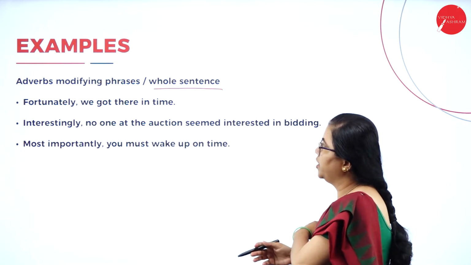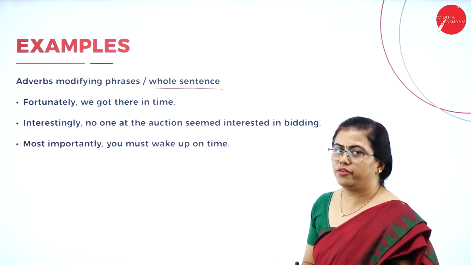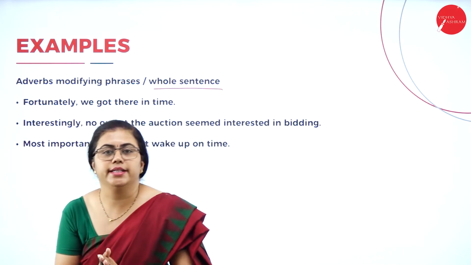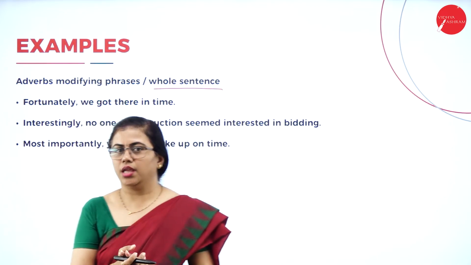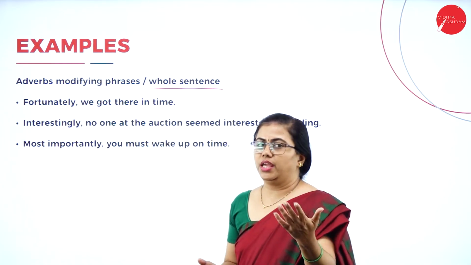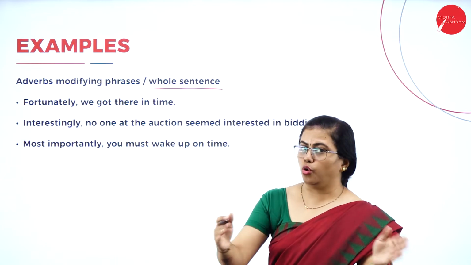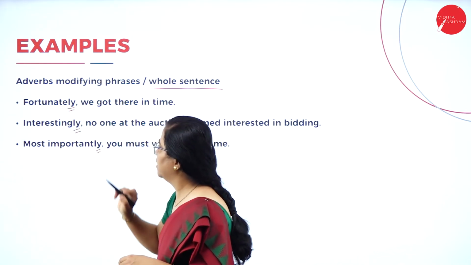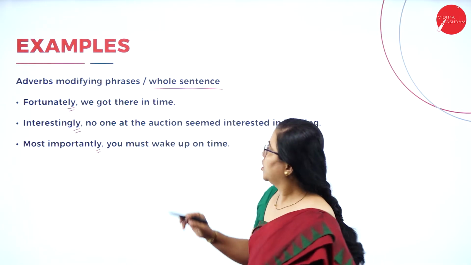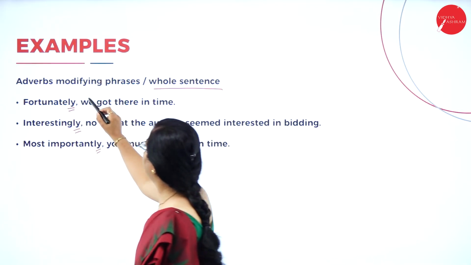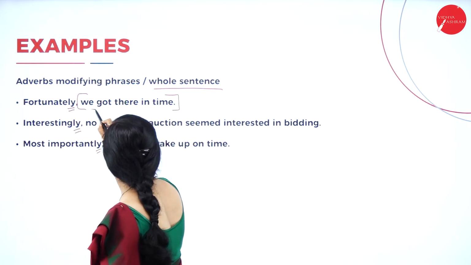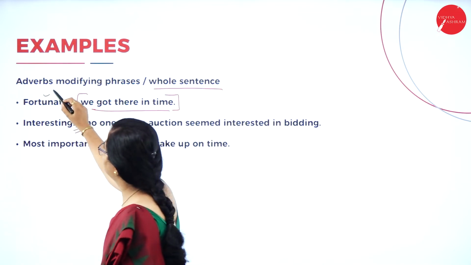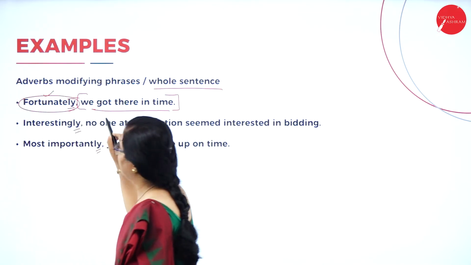Phrases actually are groups of words. As I told you, they do not have complete meaning in them. But here I have chosen only the complete sentences for you to understand better. To identify, usually whenever adverbs modify the whole sentence, they end with ly. So coming here, "We got there in time." This is a complete sentence, and here the adverb is telling more about the complete sentence.